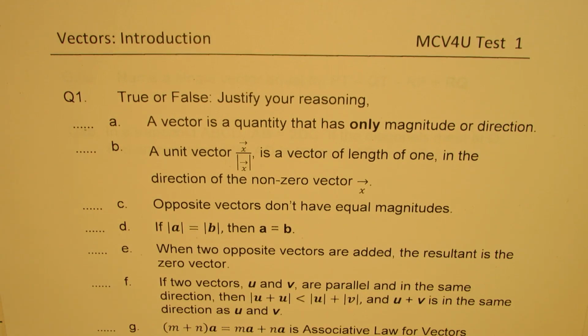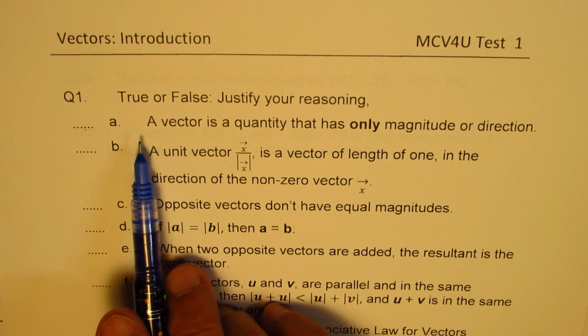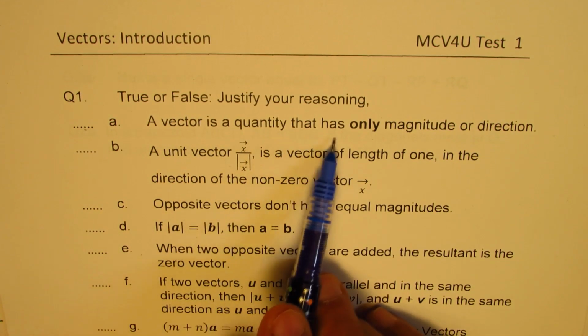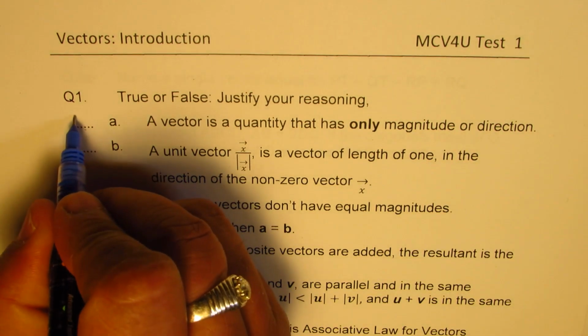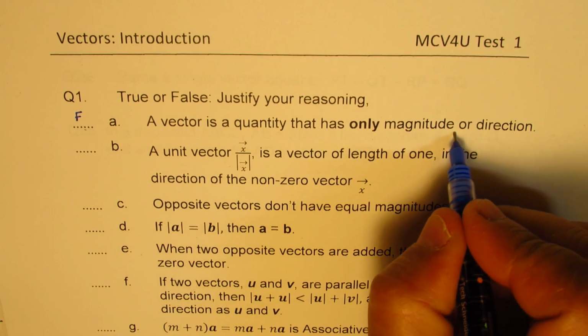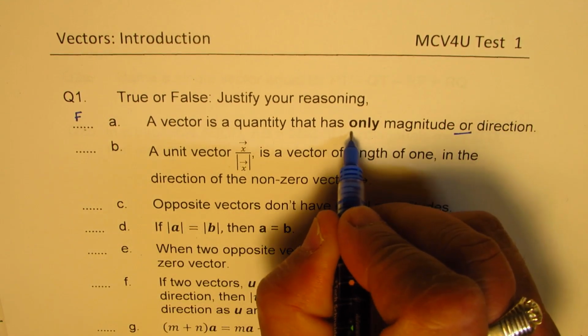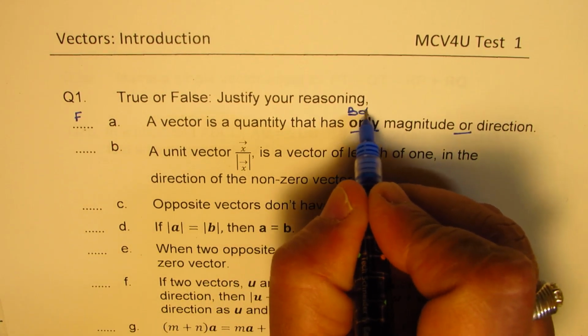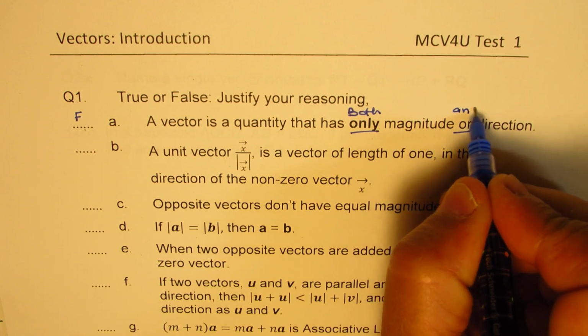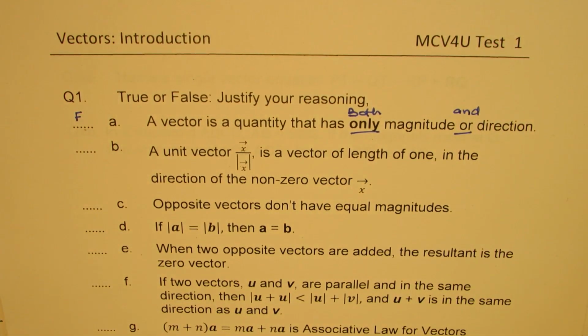The very first question is on true or false. You need to justify your solutions, reason them out. The very first one is part A. A vector is a quantity that has only magnitude or direction. This statement definitely is false. It has both, not or. It is not only. A vector is a quantity that has both magnitude and direction, right? So that is the correction.